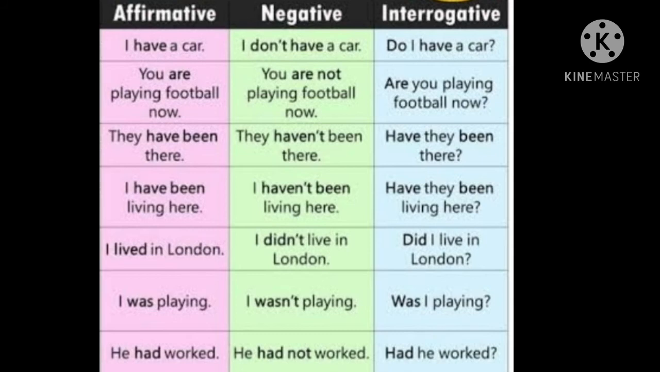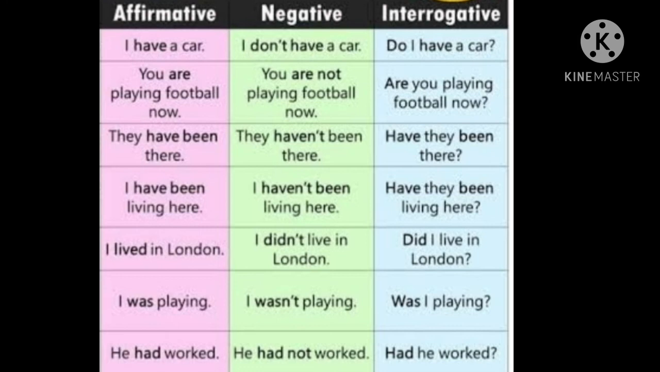Next is: I have been living here. So the helping verb is already given, have. So negative will be: I haven't been living here. And interrogative will be: Have they been living here? Only you have to put the helping verb before the subject. Have they been living here?